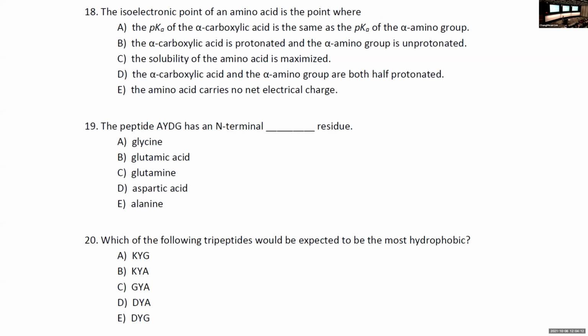Okay, number 18. Hopefully it's relatively easy. And 19, it's E, because you see alanine here. The protein sequence is always written from N terminus to the C terminus.